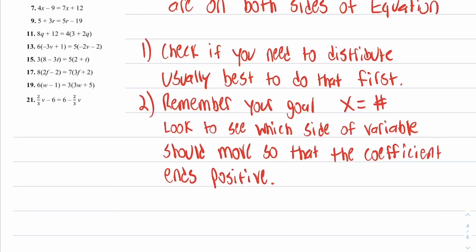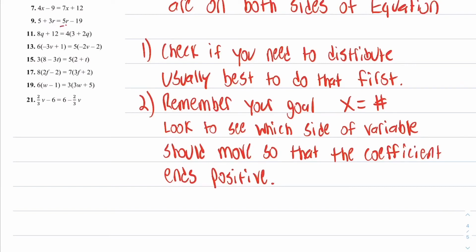Remember that our goal is to have x equal to a number. That means that we need that variable positive. So we want to move one of the variables either on the left or the right so that the end of that answer has a positive coefficient. Like, let's look at number 9. Number 9, we have 3r and 5r.